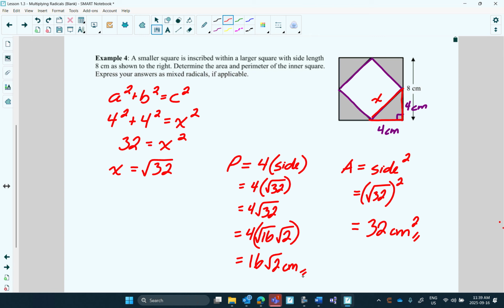Or, I mean, you could have actually done 32 times 32 and then take the square root of that, and then you're going to get back to 32. Still works. Okay. Any questions?